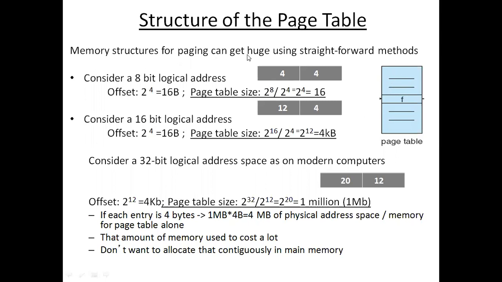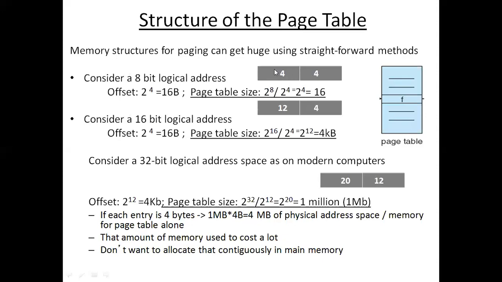Memory structures for paging can get huge using a straightforward method. If I just say there's a mapping between page number and frame number, and that is one contiguous structure, then it will be very huge if you consider a higher-bit processor, right? So consider an 8-bit logical address produced by the CPU, where each page is, let's say, 4 bytes in size, and there are 4 bits to represent the page number.